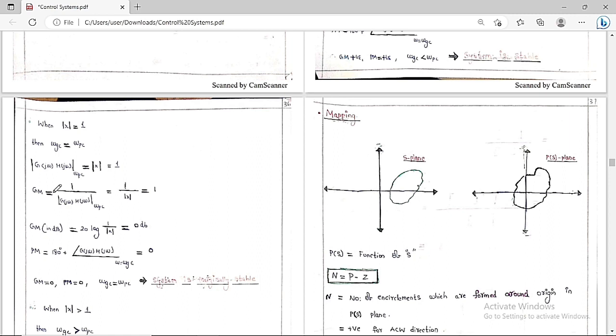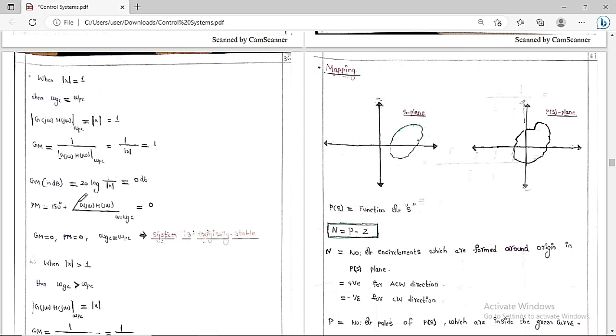Then what is the magnitude of G of s, H of s at omega PC? It is nothing but mod x, and its value is equal to 1, as we have just seen. Then what is the gain margin? Gain margin is equal to 1 by mod of G of s, H of s at omega PC. So 1 by this value is equal to 1 by mod x, and mod x is equal to 1. So 1 by 1 is equal to 1.